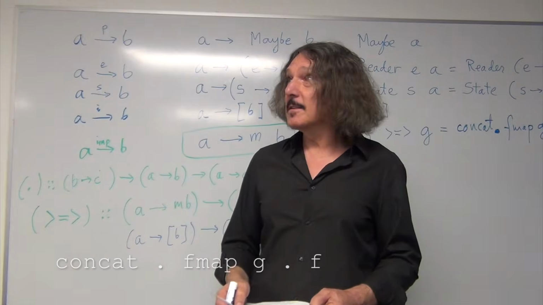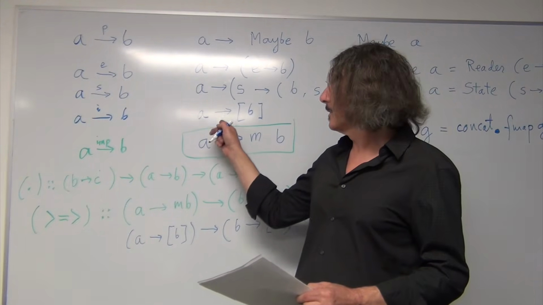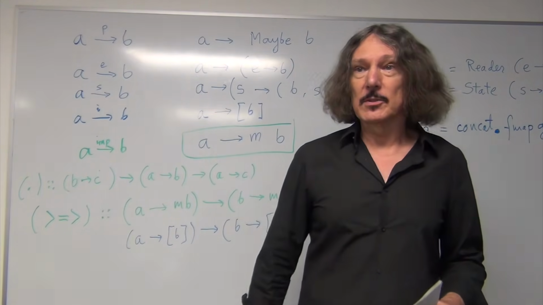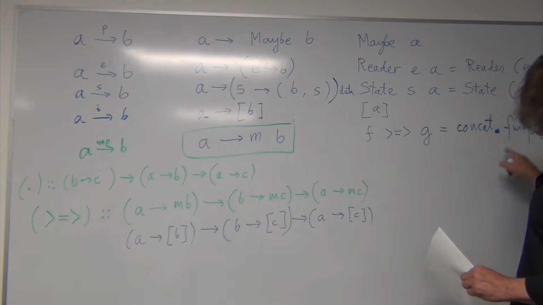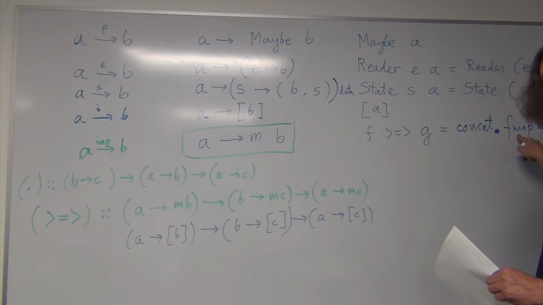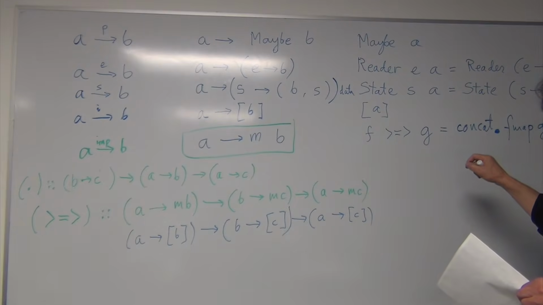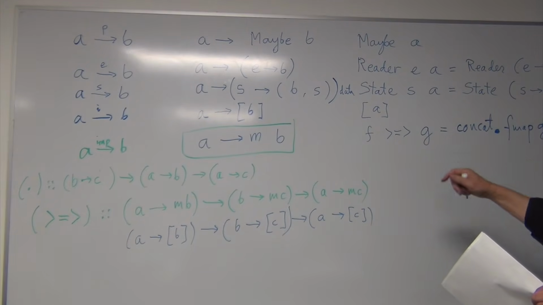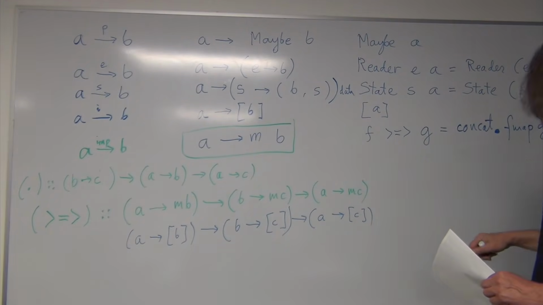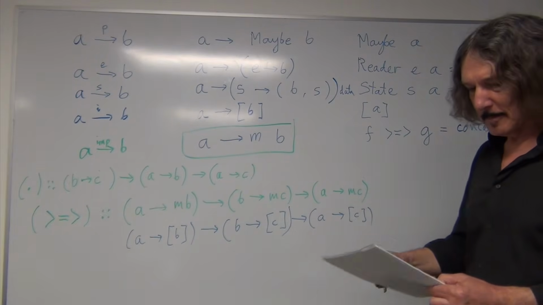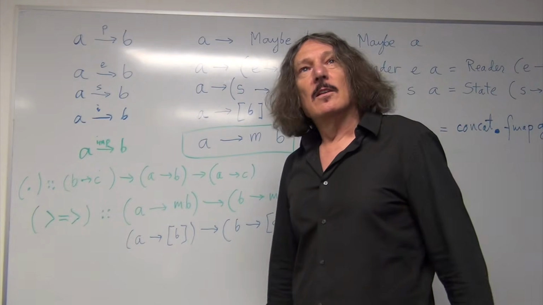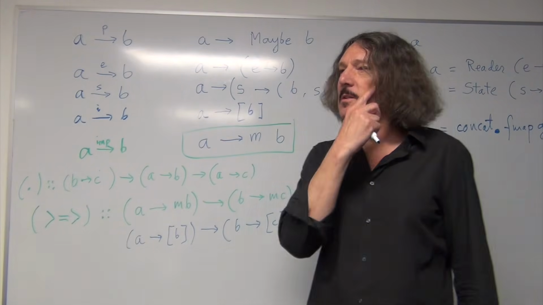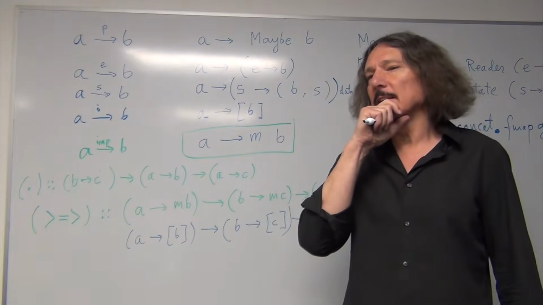Okay, so that was the fish operator for this particular functor, the list. And now you see that it really has to be a functor in this case, because I'm using fmap. So this is where this functor becomes useful. So we have a way of composing Kleisli arrows.